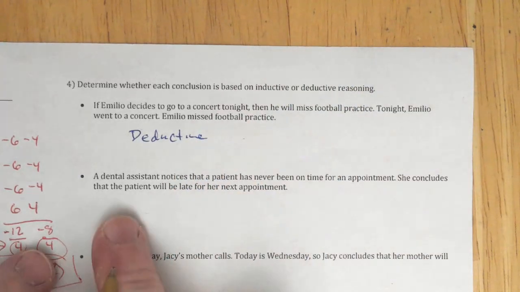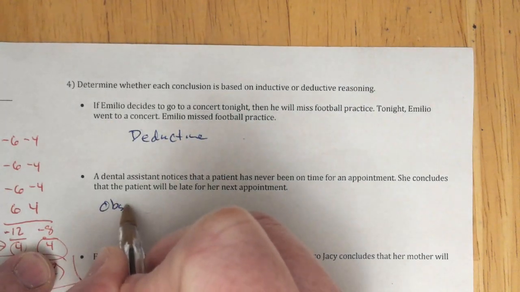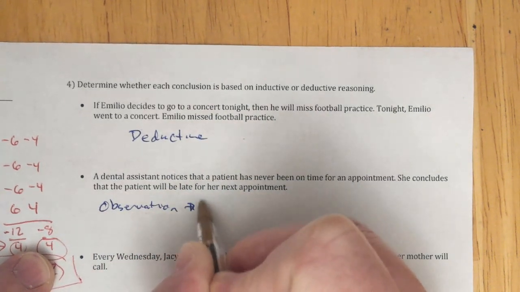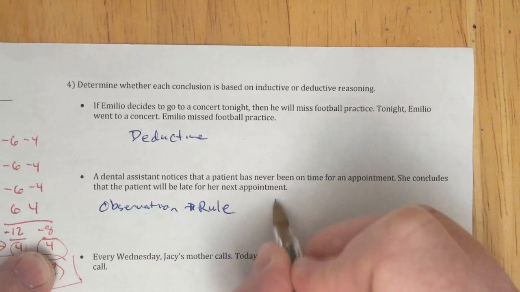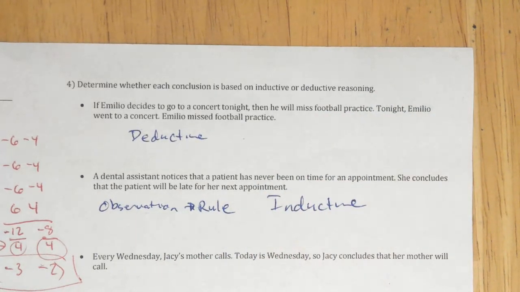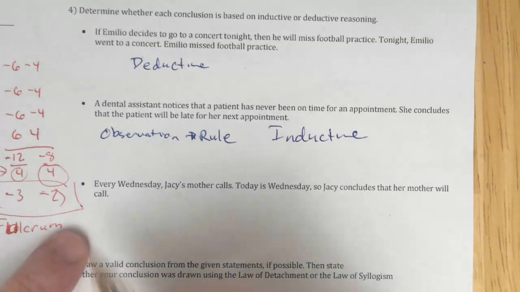So she starts with an observation and she's going to a rule. She's making a rule out of this. So that is inductive. All right. Okay. And then this one.